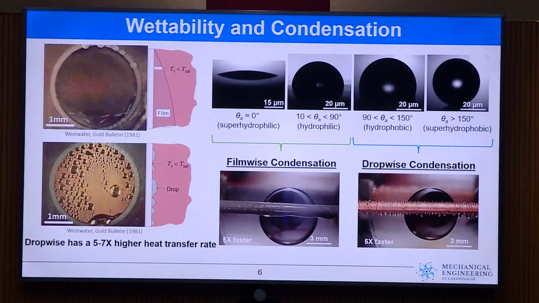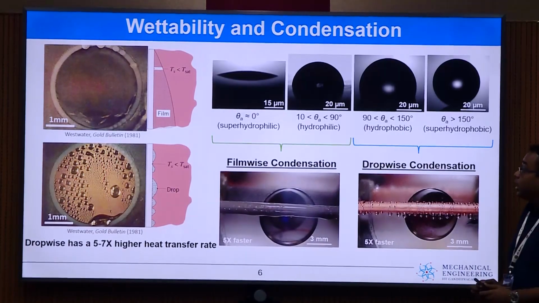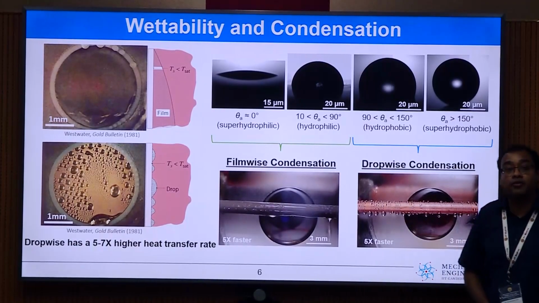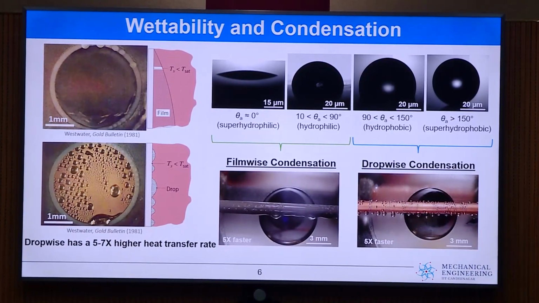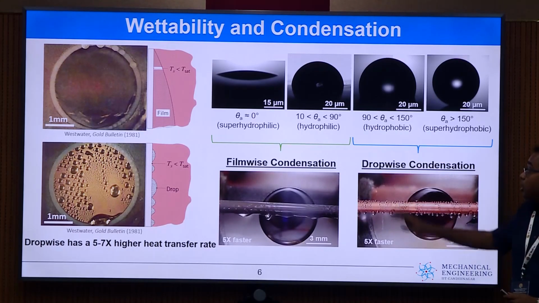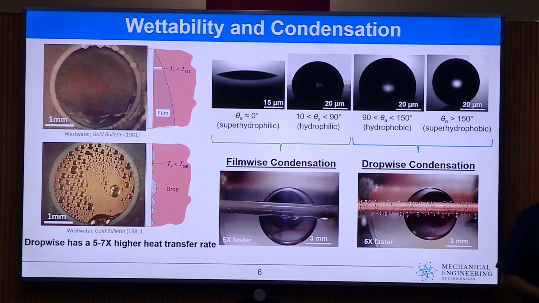So connecting the two, on a wettable surface, a hydrophilic or superhydrophilic surface, we are expected to find film-wise condensation. I will contradict this very statement towards the end of the presentation, but for now, on a hydrophilic or superhydrophilic surface, film-wise condensation is expected, whereas on a hydrophobic or superhydrophobic surface, we are expected to get drop-wise condensation. So the question comes in: how can we have a hydrophobic or superhydrophobic surface? Or in other words, how can we come up with engineered surfaces that can promote drop-wise condensation?